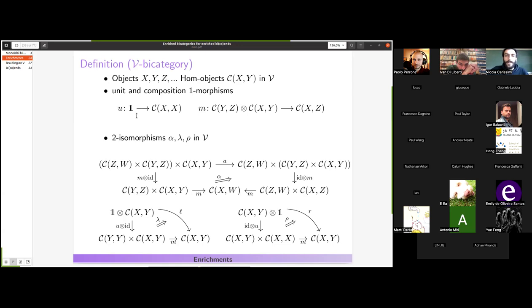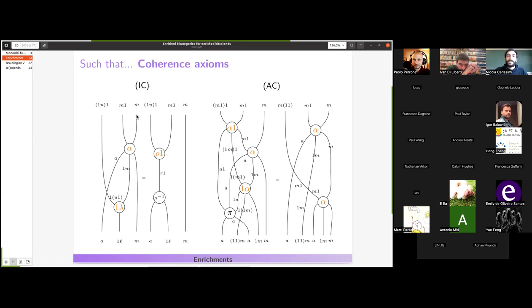So what does this satisfy? Of course, the identity coherence and the associativity coherence axioms, which can be written like this in string diagrammatic form. You can recognize in orange the cells that give you the triangle shape and the pentagon shape, typical of the identity and the associativity coherences. So, one lambda after alpha equals rho one, and the pentagon on the other side.